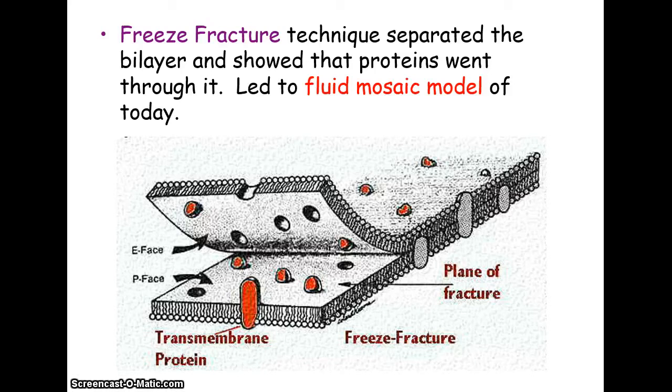I always give the example, if you go to Disney World and you walk through the center portion of the castle, on the wall there's a mosaic of the story of Cinderella. You can actually see little tiles making up all of the pictures. So that's what a mosaic is, and that's why it's called the fluid mosaic model. The fluid is referring to the liquidy part, which is our phospholipids, and then the proteins form a mosaic. They're kind of randomly placed tile-like structures in the membrane.